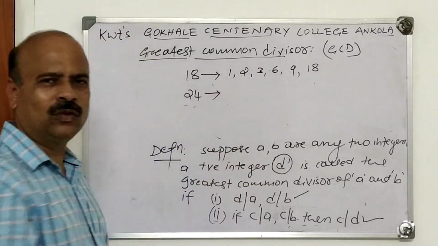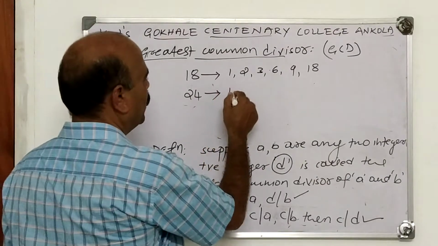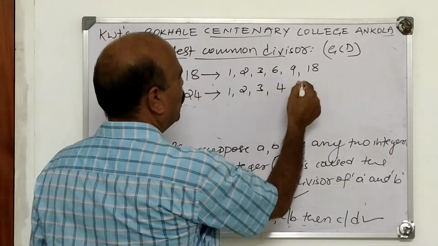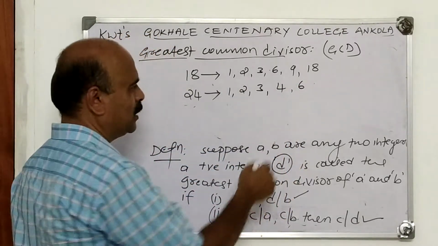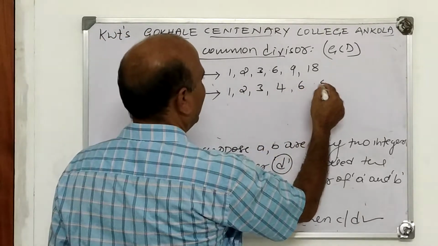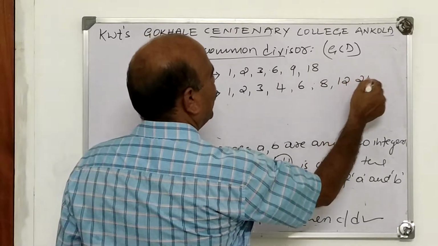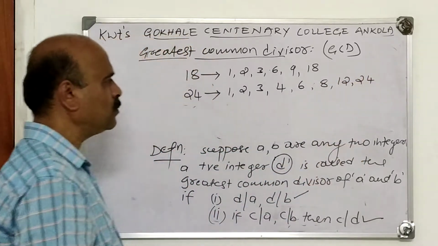What are the positive divisors of 24? 1, 2, 3, 4 also divides 24. 6, next divisor is 6. Next is 8 divides 24. 12 divides 24. 24 divides 24.